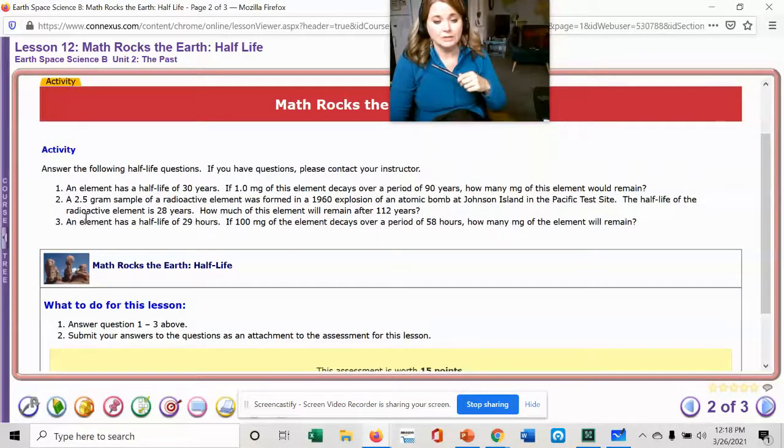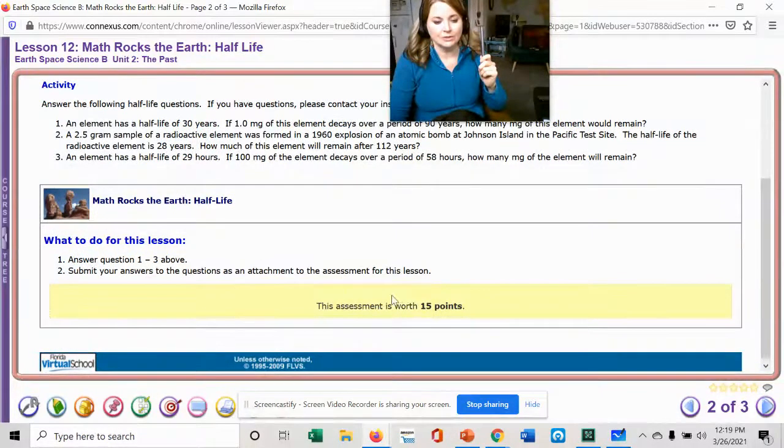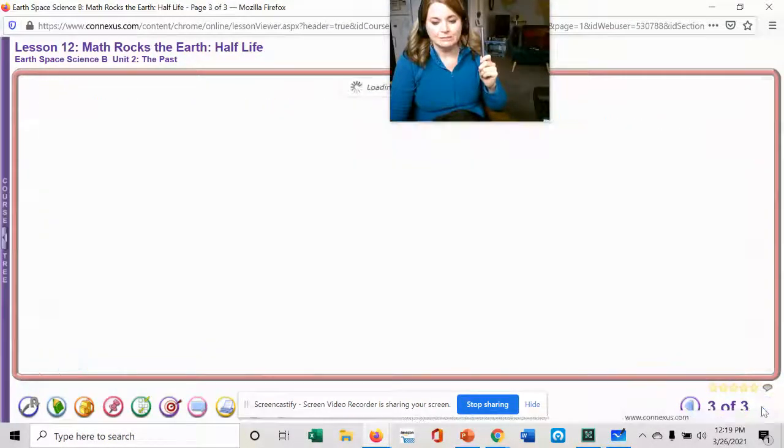So you need to do these problems. I need you to show me your work. Don't just give me answers. Show me the work for them. I will just return it back to you if all you have is answers for this. So I do need to see work. And then you're going to submit your answers to the questions as attachments to the lesson.